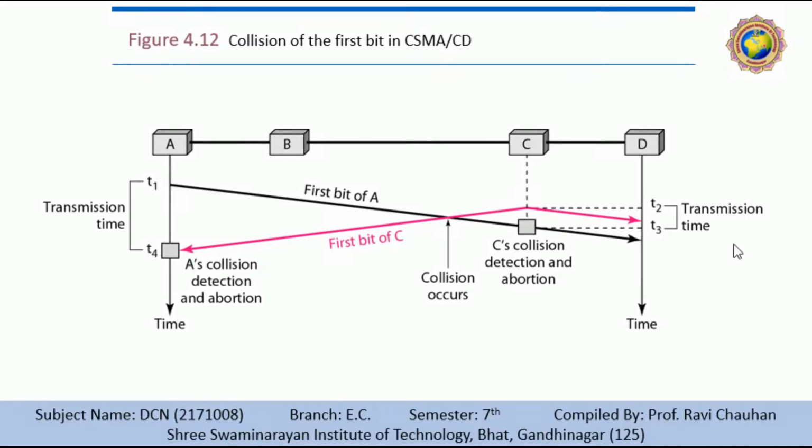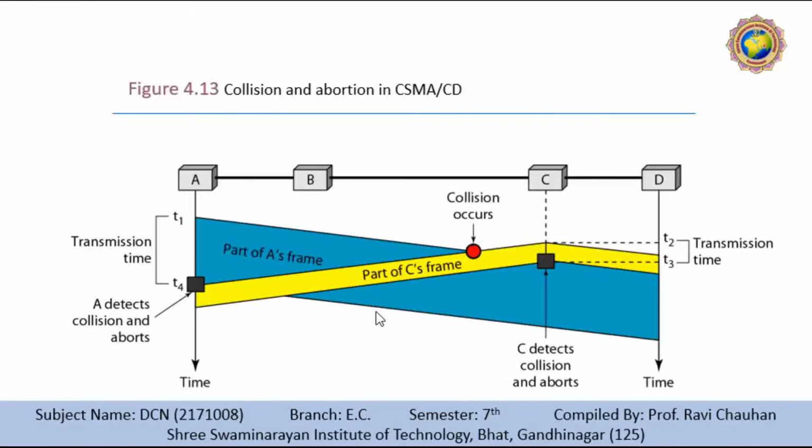At time t4, the transmission of A's frame, though incomplete, is aborted. At time t3, the transmission of C's frame, although incomplete, is aborted. Note that now that we know the time durations for the transmissions, we can show a more complete graph in our next figure.